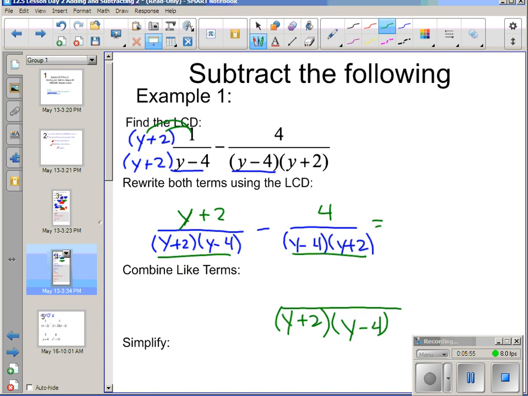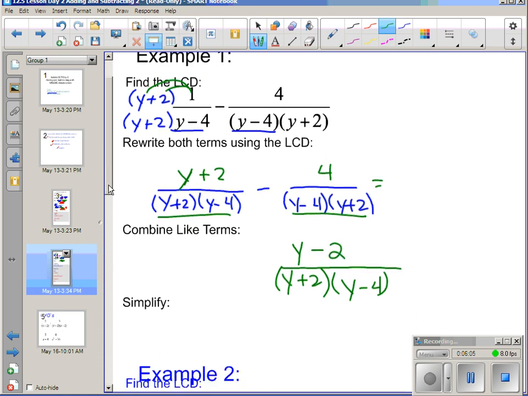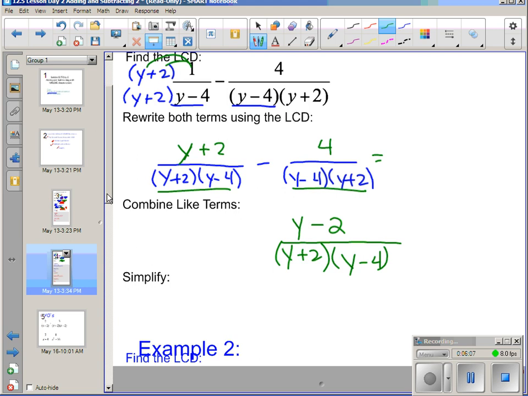So it's y, because I can't subtract anything with y. And then it's 2 minus 4. Well, 2 minus 4 is negative 2. And I check, well, unfortunately, nothing simplifies, so that would be my final answer.